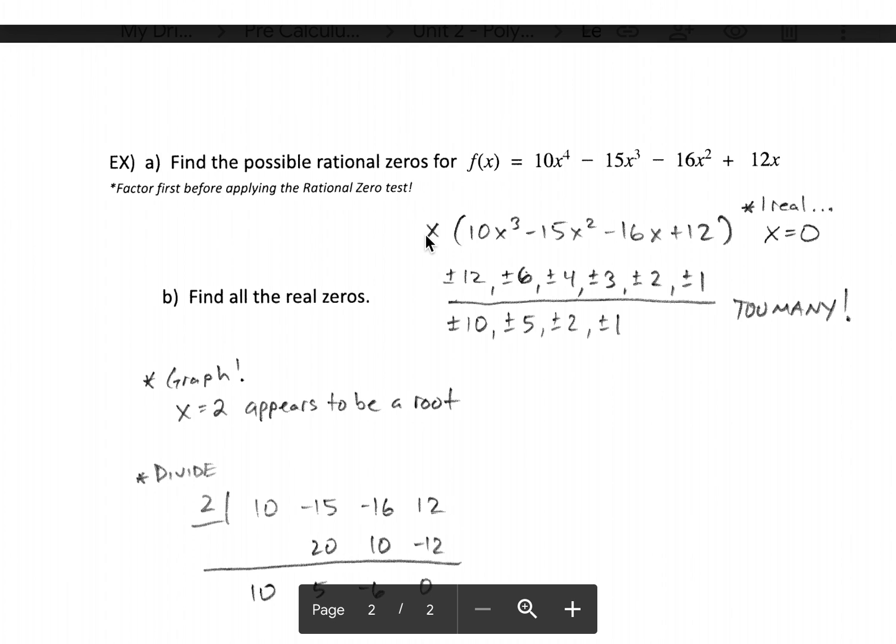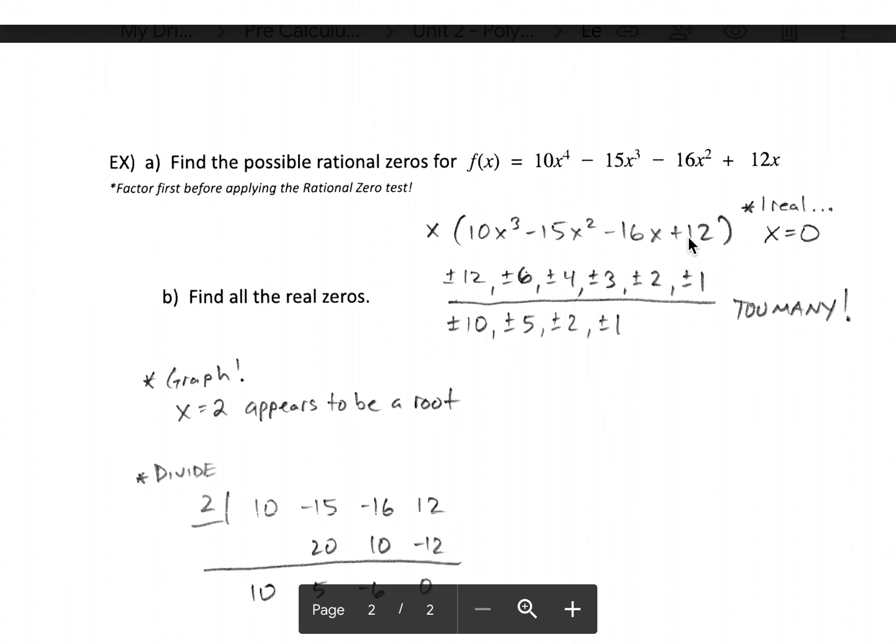In factoring out an x, we can see that that's going to be our first x-intercept, x equals 0. So we got one real zero. We're looking for 3 more though. We're going to look for a total of 4. So now we have this cubic that we have to deal with, and we can actually use the rational zero test and see what happens.